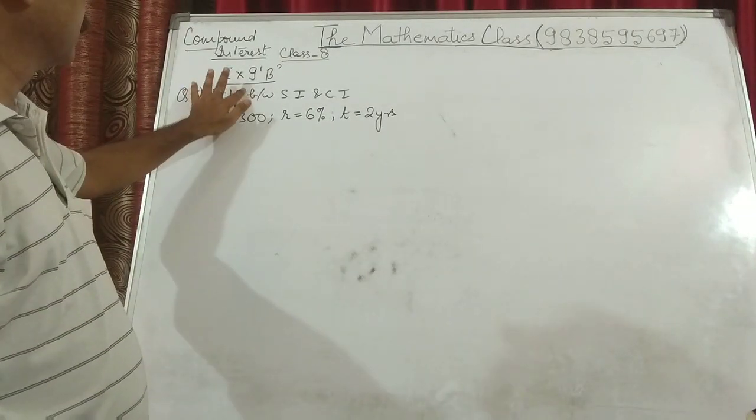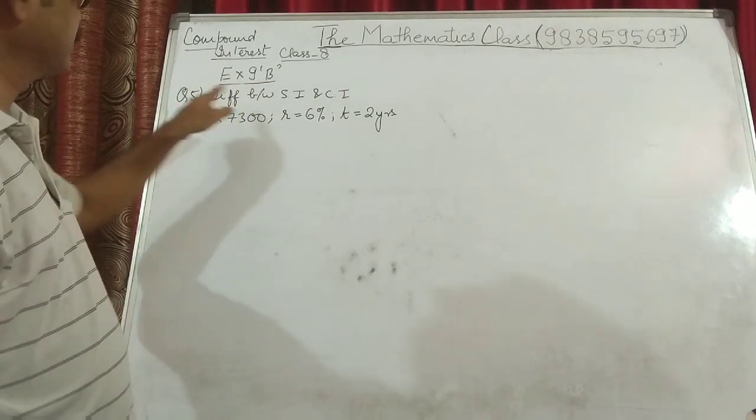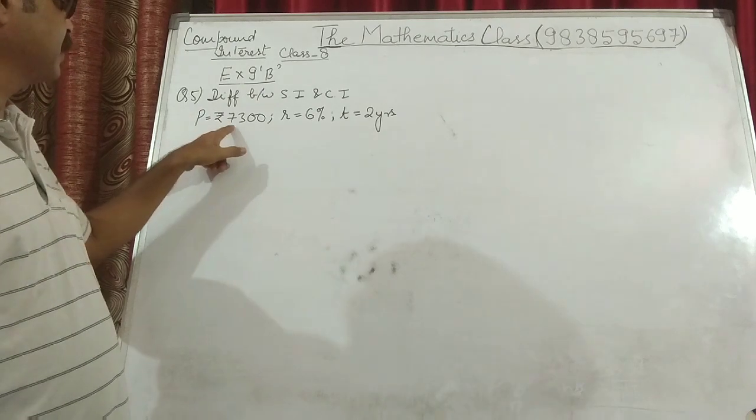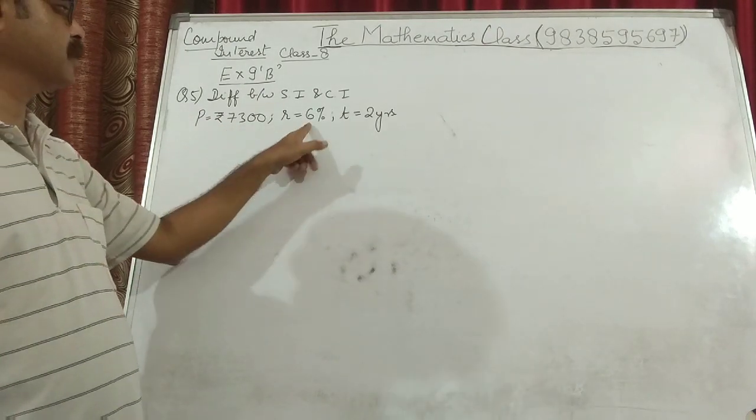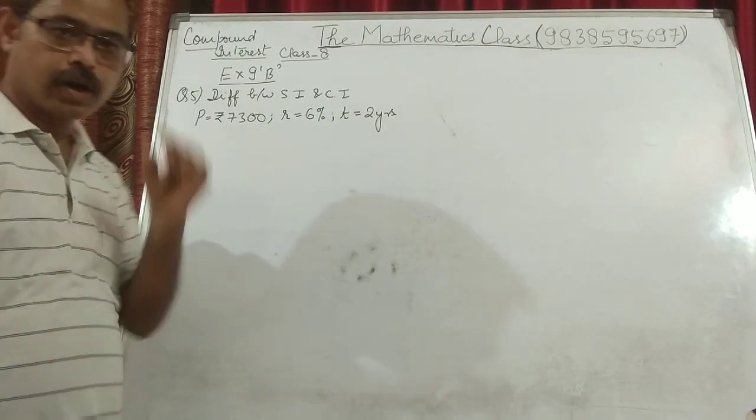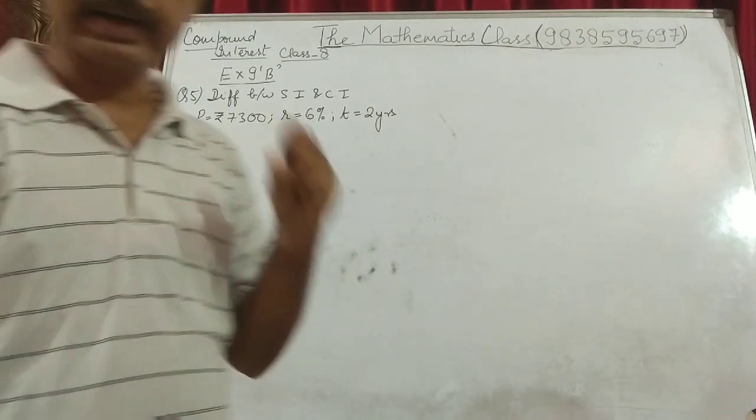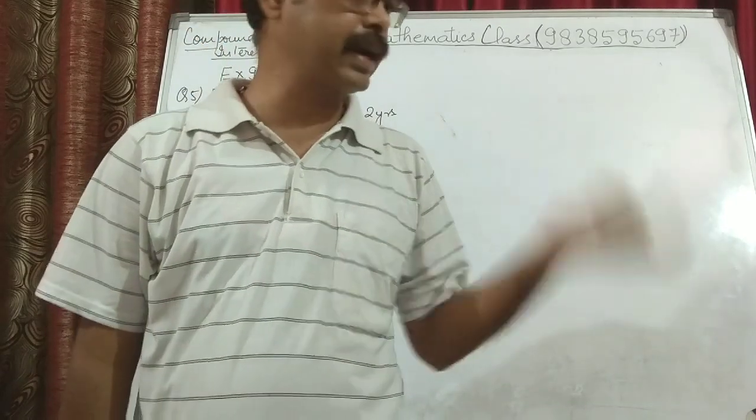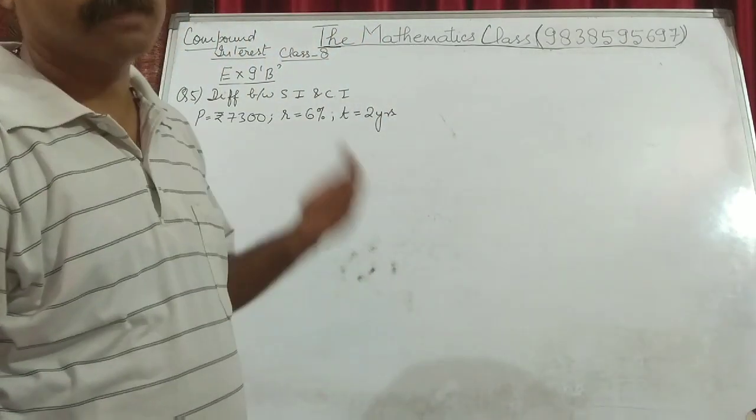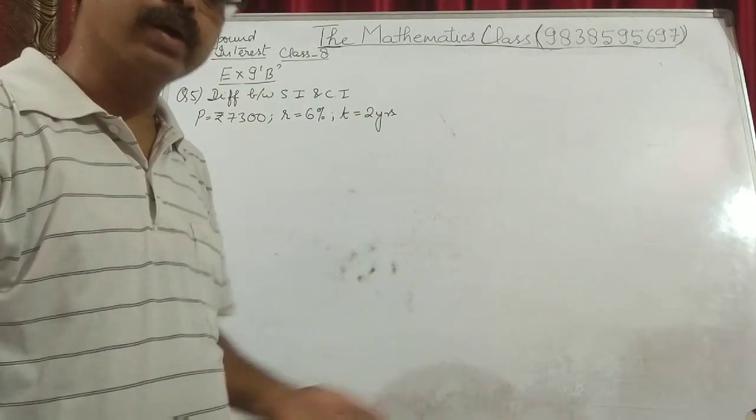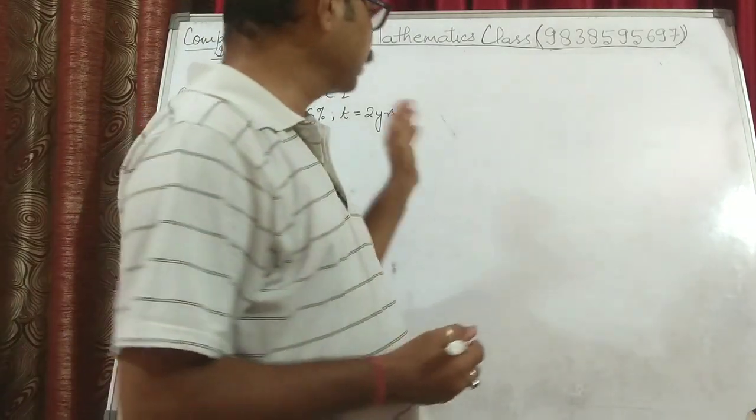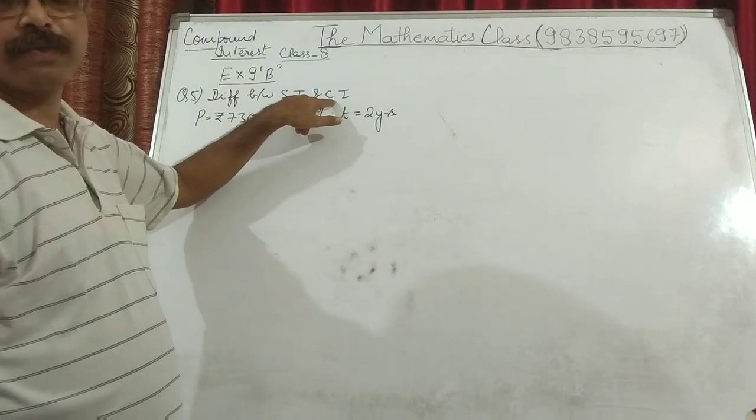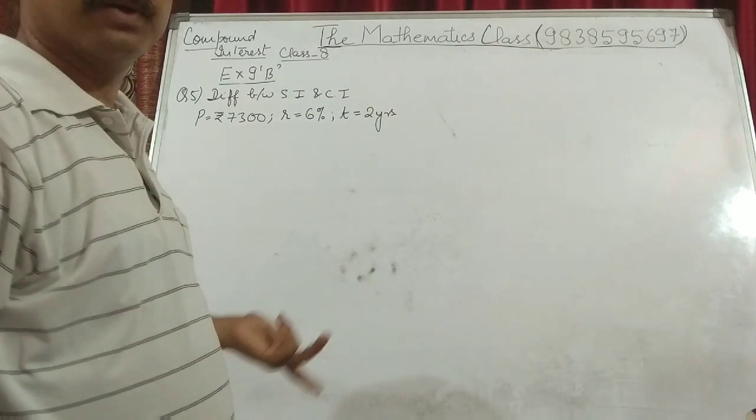In question number 5, what is it? Find the difference between simple interest and compound interest for 7,300, rate 6% and time is 2 years. Always remember, when the principal, rate and time are same for both simple interest and compound interest, then compound interest will always be more than simple interest. So in this case, we will be solving simple interest, we will be solving compound interest, and then we will find out the difference.